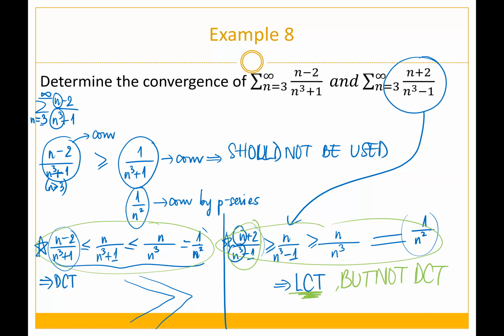So what I'm trying to show in this exercise is that for two series that look really alike to one another, for one you can use the direct comparison test, but for the other one you have to use the limit comparison test. Okay. So are we good here, or do you need more explanation?